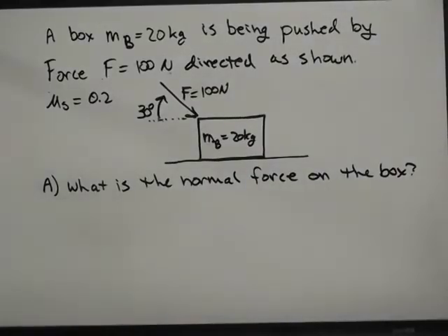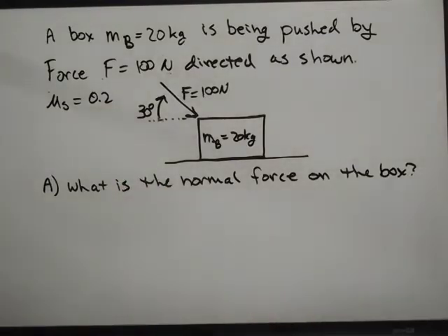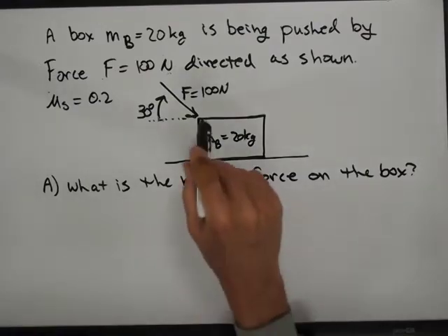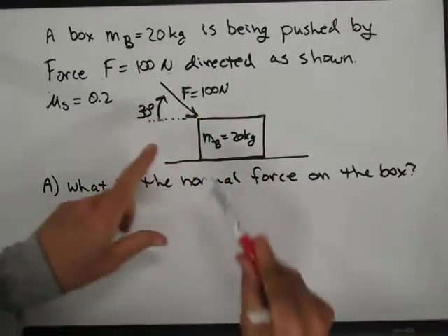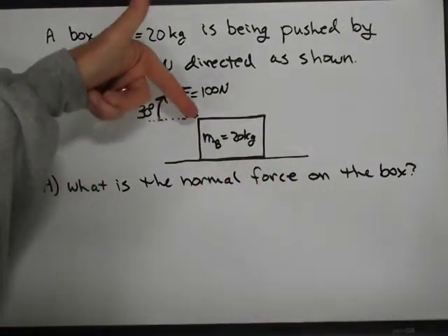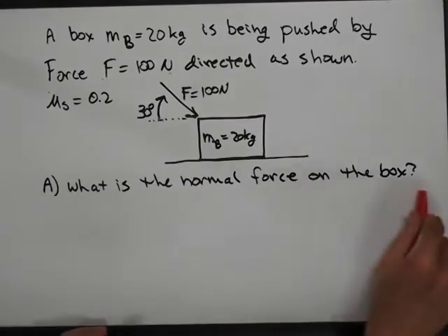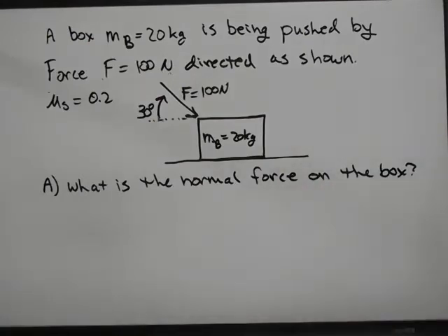So here's another friction problem. A box of mass M_B equals 20 kilograms is being pushed by a force F equals 100 newtons directed as shown. So here's my box, and it's being pushed at an angle 30 degrees above the horizontal. The first question they ask us is, what's the normal force on the box?